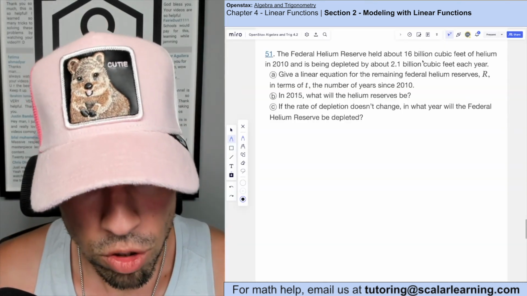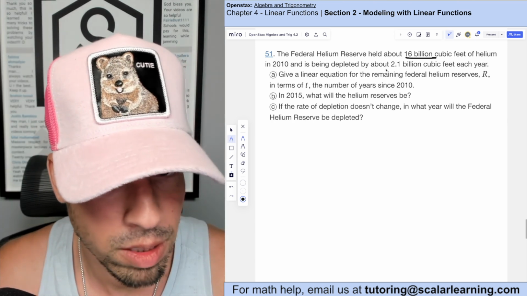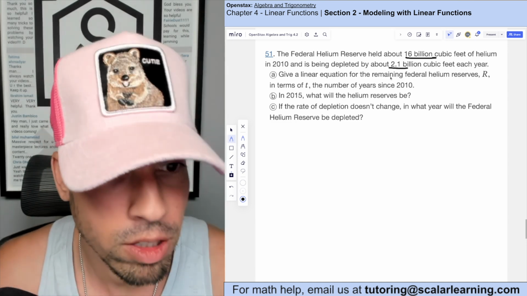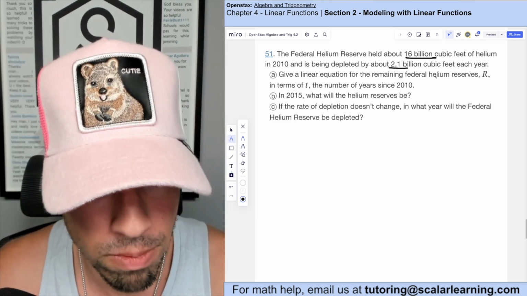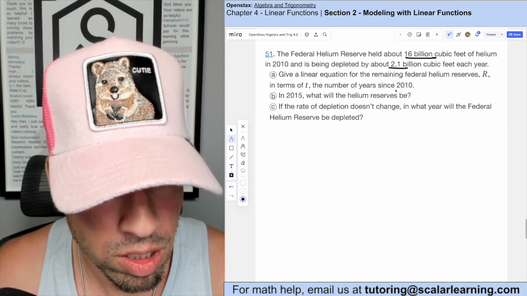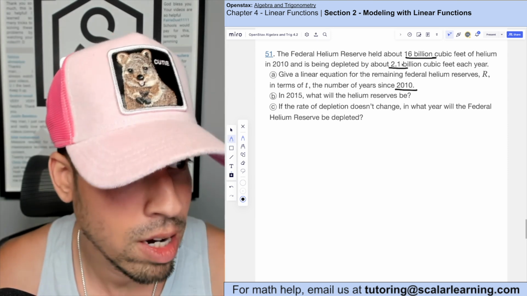The Federal Helium Reserve held about 16 billion cubic feet of helium in 2010, and is being depleted by about 2.1 billion cubic feet each year. Give a linear equation for the remaining federal helium reserves, R, in terms of t, the number of years since 2010. So 2010 is going to be our time 0.